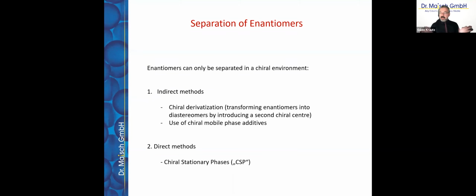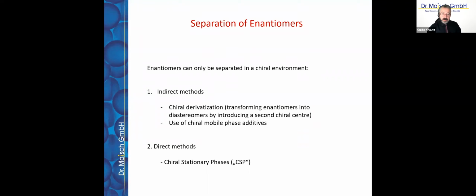So how can we separate enantiomers now if they have the same chemical and physical properties? So as I said before, enantiomers can only be separated in a chiral environment. And there are two ways how to do that, the indirect method or the direct method. So the indirect method involves a method to transfer the enantiomer into diastereomers.